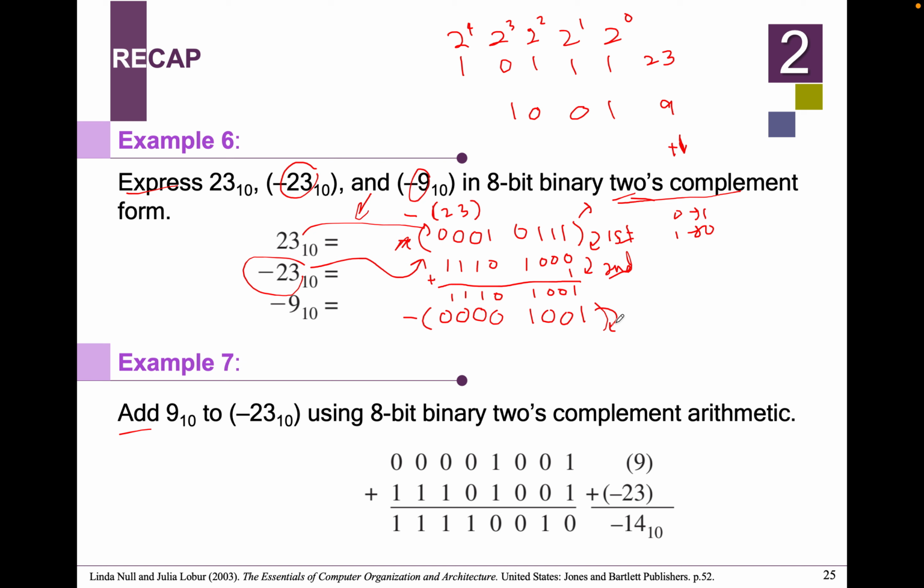Now let's calculate what is the first complement for negative 9. We convert using this method. First complement: 0 1 1 0 1 1 1 1. How for second complement? We add 1. We will get 1 1 1 0 1 1 1 1. So this is our negative 9. Okay. So this is just the example for a second complement and first complement.